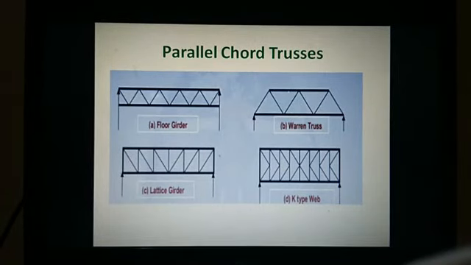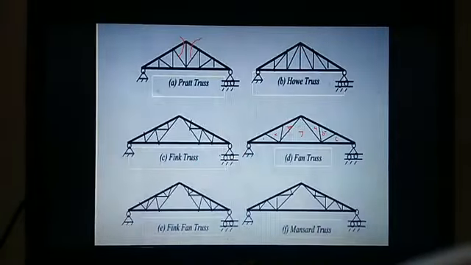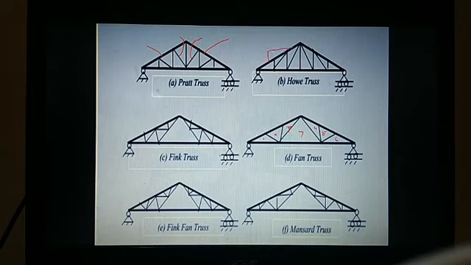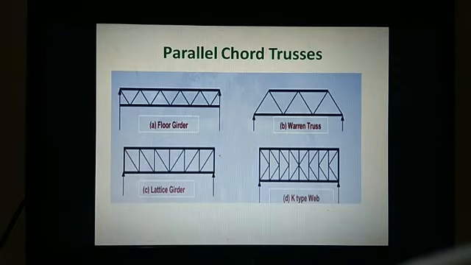And the next one is the parallel chord truss. What do you mean by parallel chord truss? In a parallel chord truss, the top chord and bottom chord are parallel, so there won't be any pitch. Earlier you have seen all the roof trusses are with some incline. See here, the top chords are with some slope, isn't it? The other type of truss is the parallel chord truss, where the top chord and bottom chord are parallel to each other. Basically these parallel chord trusses are used for bridges.